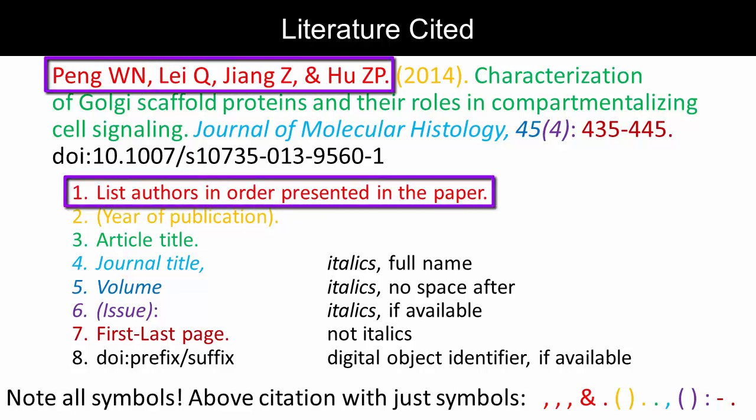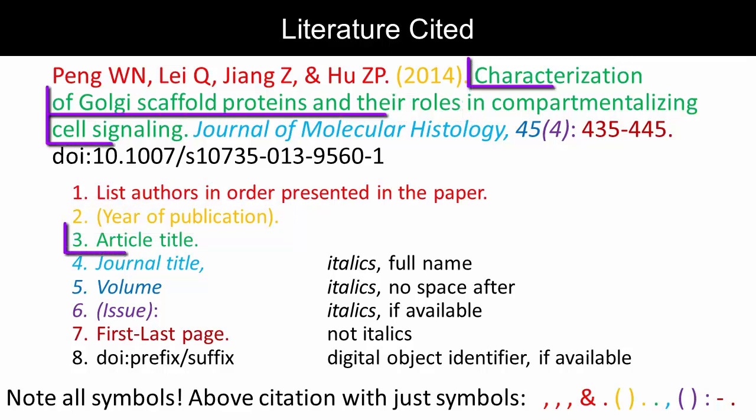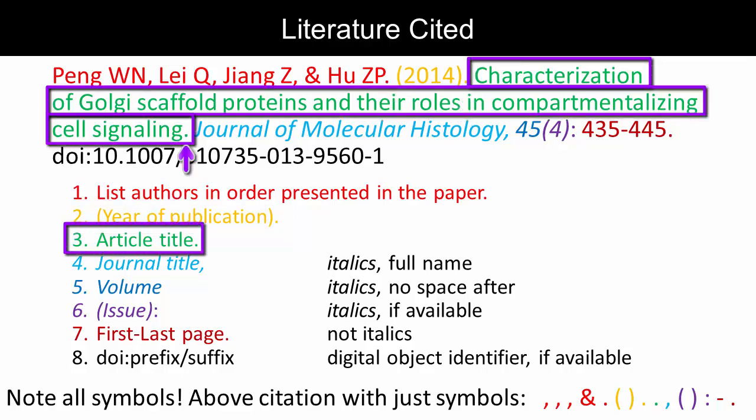First is the list of authors in the same order they're presented in the paper. Last names followed by first initial and middle initial if provided. Commas between authors, ampersand before the last author, period at the end of the list. Next comes the publication year, in parentheses and followed by a period. The article title followed by a period.